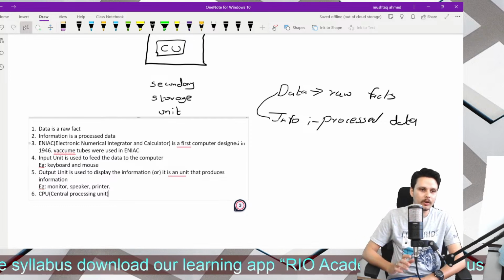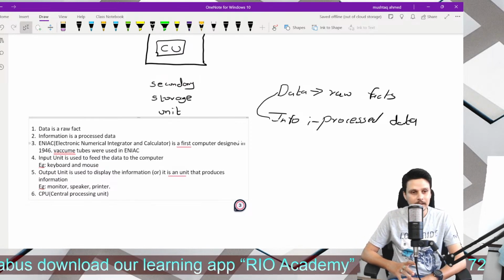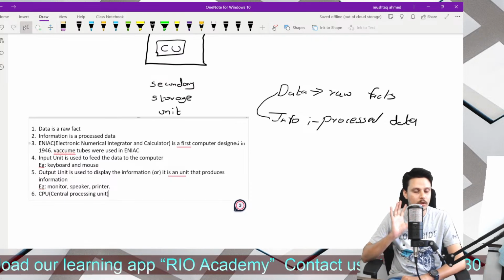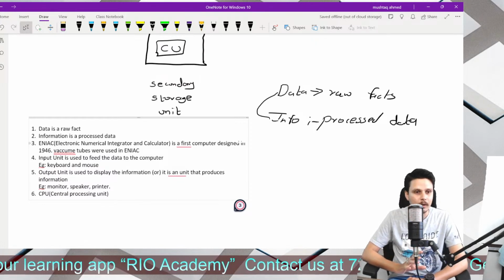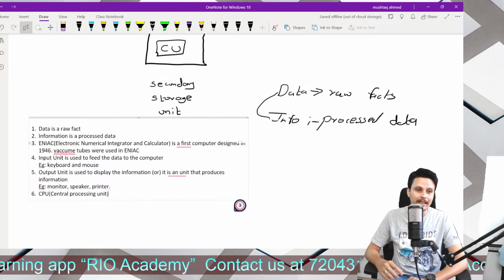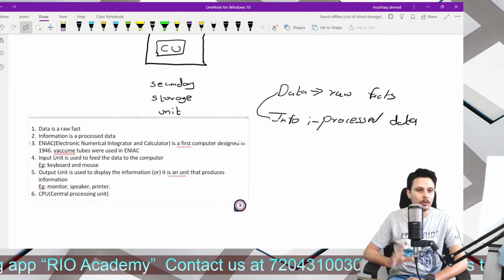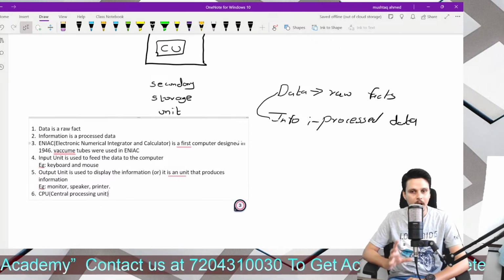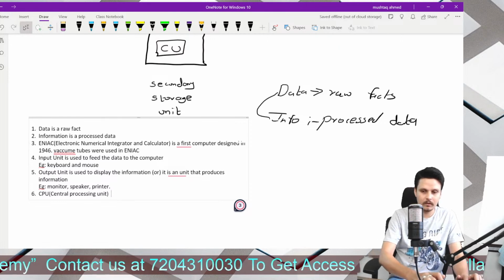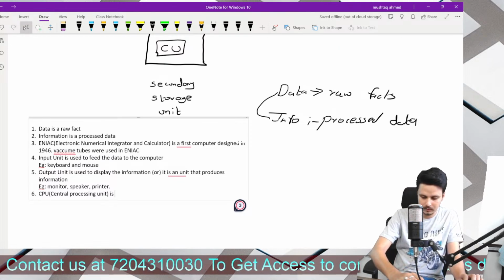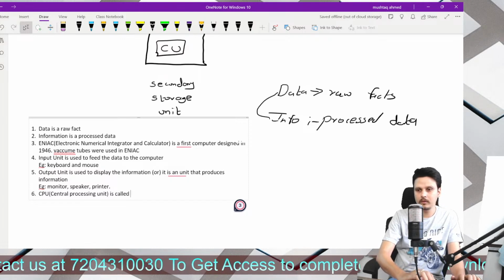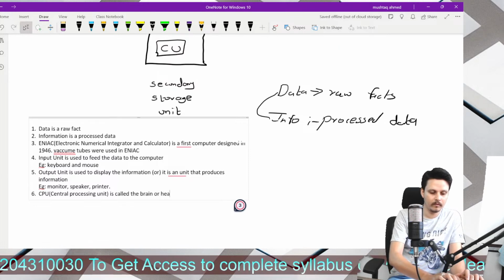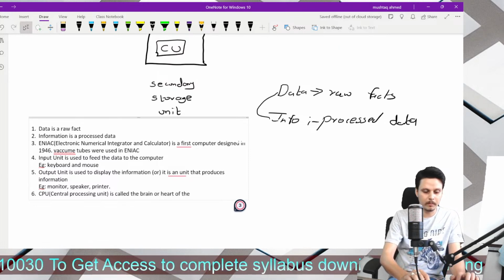Whatever data is stored will be in the CPU only. There is nothing like all the data is stored in the monitor. Monitor is just used to show the data which is already stored in the CPU. And input devices are used to send the data to the CPU. That's why we call CPU the brain of the computer or heart of the computer.